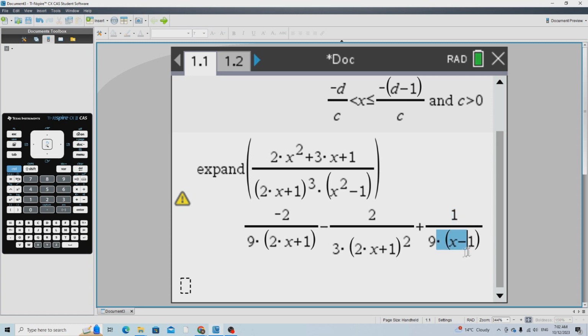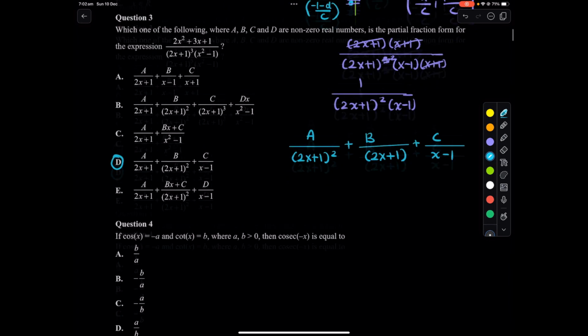So like A for this case, whereas this one over here is also a constant, and it has to be written as 2x plus 1, and it's being squared, which we also have. And we also have this one. What about this last one? Yep, 2x plus 1, and we also have a constant. Great. So it is D.